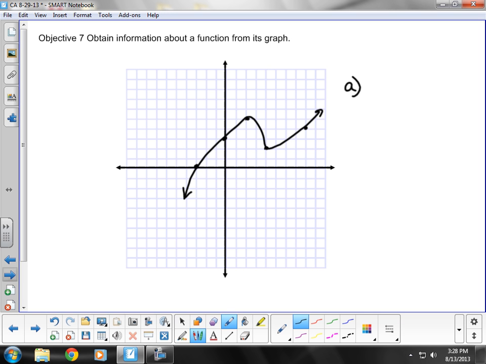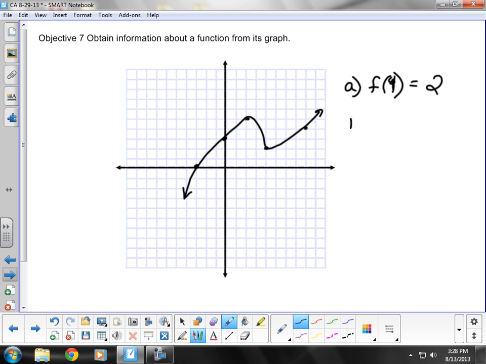So let's see, part A. Let's find out what f of 4 is. F of 4. Well, what does this mean? The 4 inside the parentheses means that x is 4. So that means on this graph I'm going to go over 4 units, and it wants to know what y value is associated with that. So it means I've gone up 2. So f of 4 is 2.